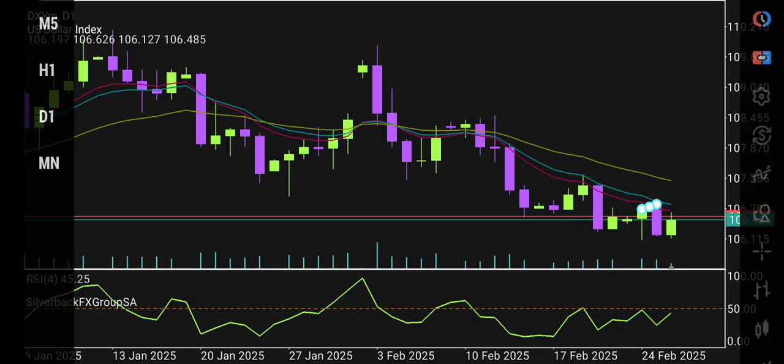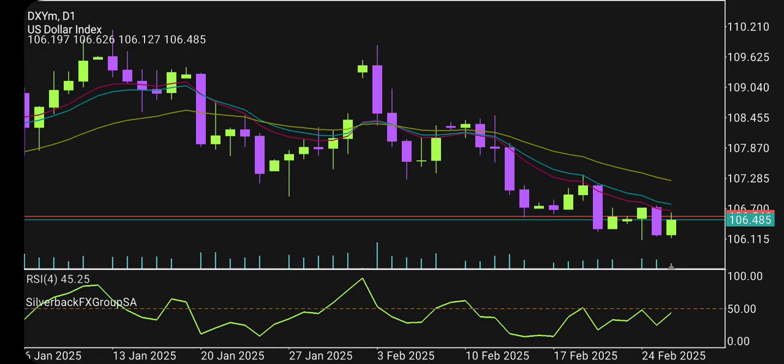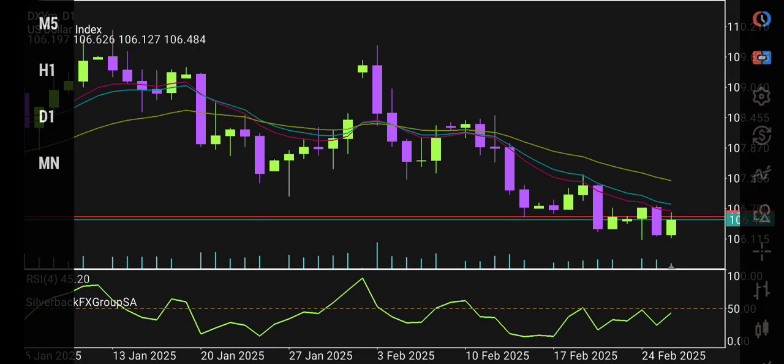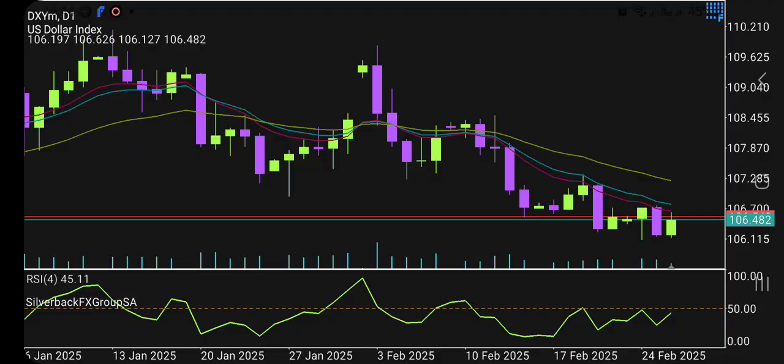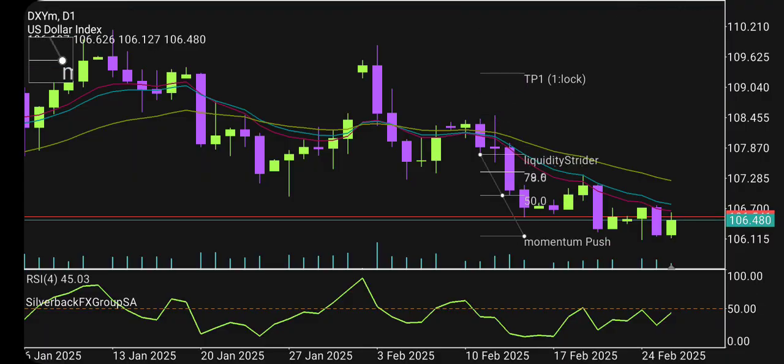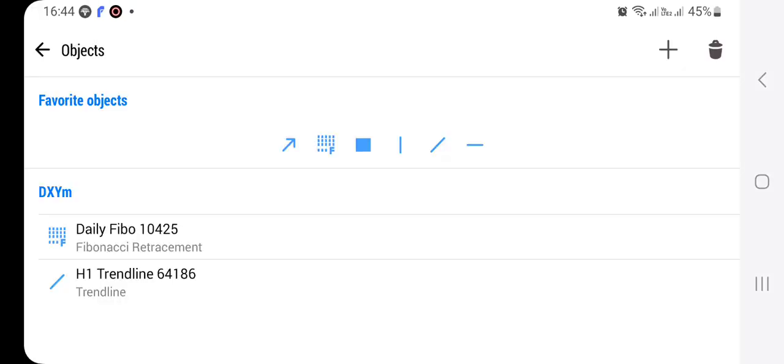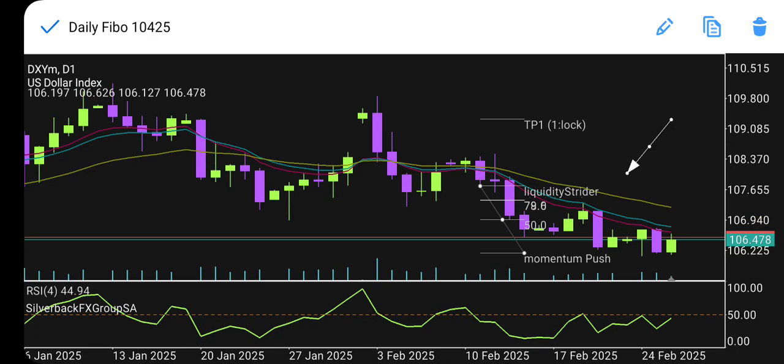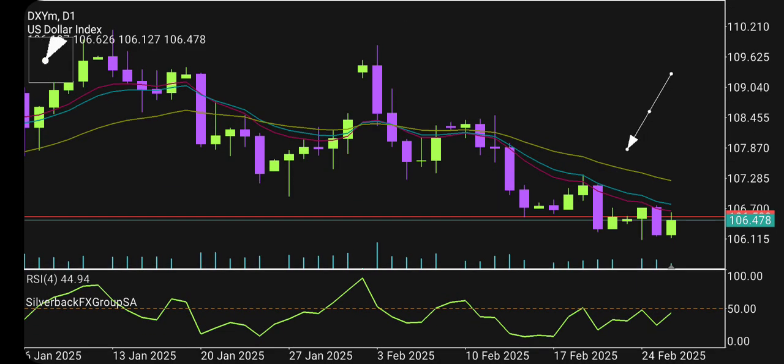So I just want to take you through my thought process as to how I found this setup, or how I go through it when I approach the market. So here I see a momentum push. Just before that, I want to delete this Fibonacci and use this arrow.